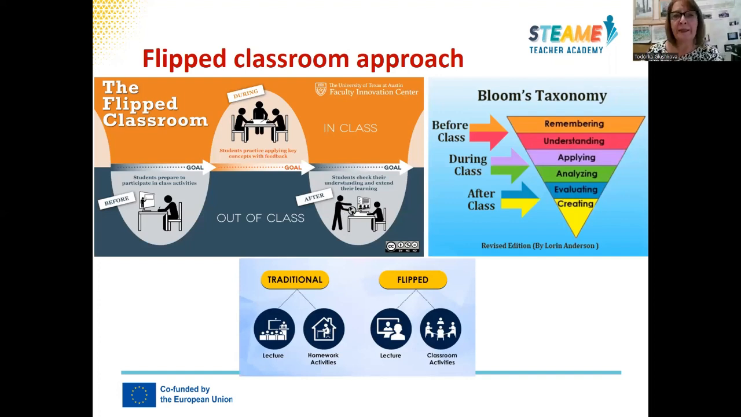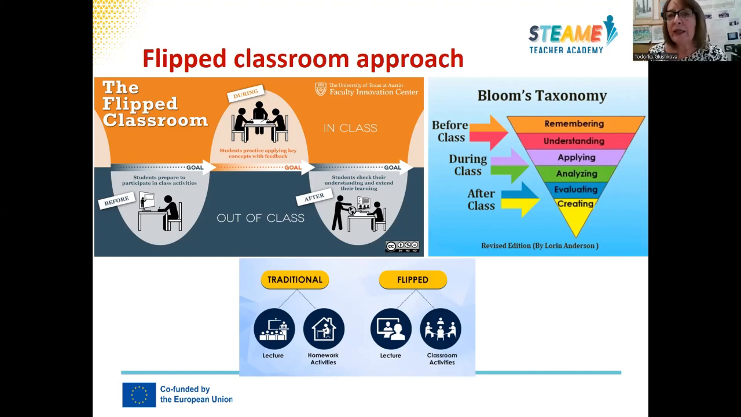We know that it includes three main periods. One period is before class, and because of the lesson, in this period students prepare to participate in the class activity. The second period is during the class when students practice applying key concepts and get feedback. And the last period is after class when students check their knowledge and extend their learning.